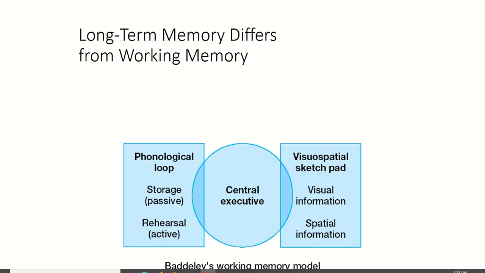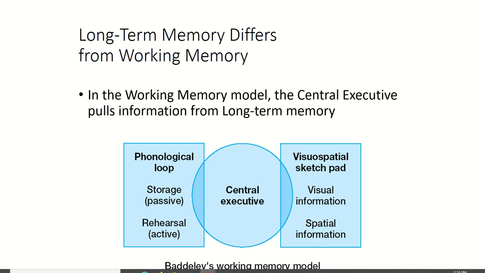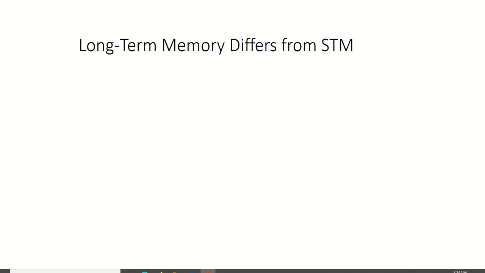Long-term memory, first of all, is different from working memory. In the working memory model, we saw that there was a component for phonological information, for visuospatial information, and then the central executive that organizes all of that and directs information back and forth. In that model, long-term memory is really a separate entity from which the central executive sometimes pulls information, but it's not part of the working memory model. So here you have it. In the working memory model, the central executive pulls information from long-term memory.